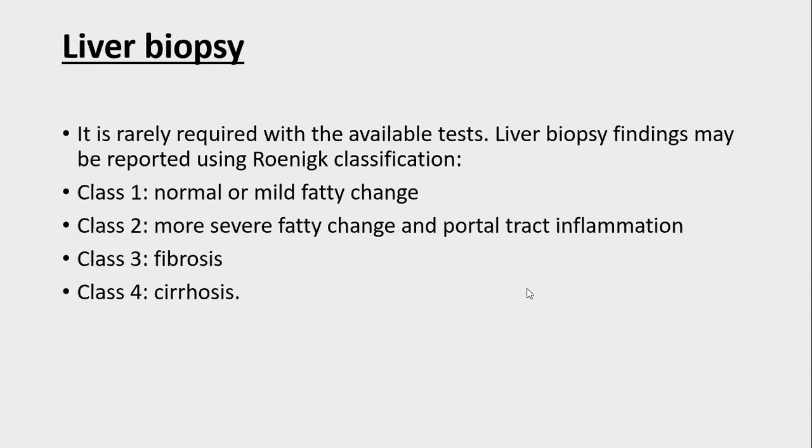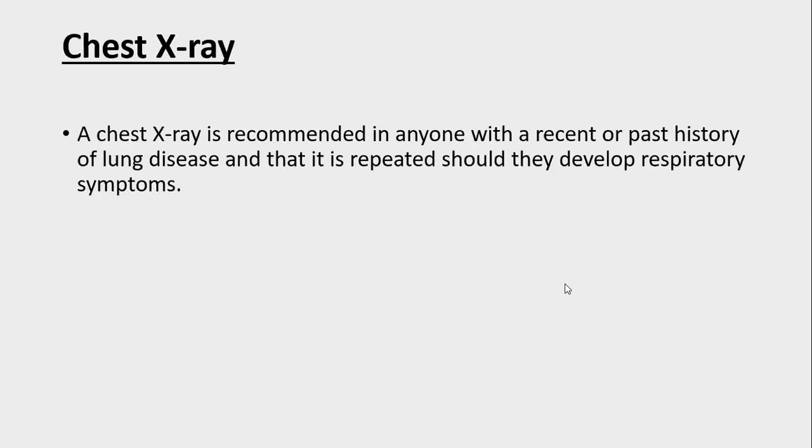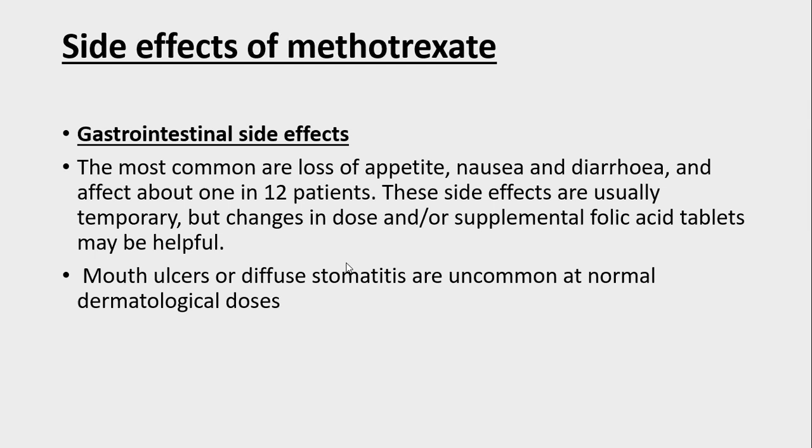But if the liver biopsy is indicated, then it is reported using the Roenigk classification. Class 1 is normal or mild fatty liver. Type 2 is more fatty changes and portal tract inflammation. Type 3 is fibrosis and type 4 is cirrhosis. Chest X-ray is usually not done, especially if it is done 6 months previously. It is recommended in anyone with recent or past history of lung disease, and it is repeated should a patient develop some respiratory symptoms. Side effects of methotrexate.